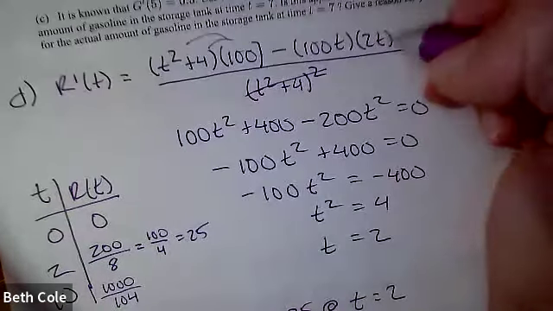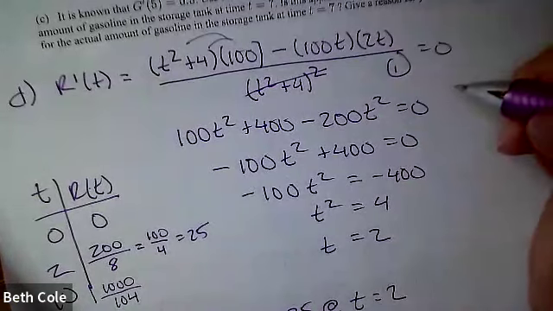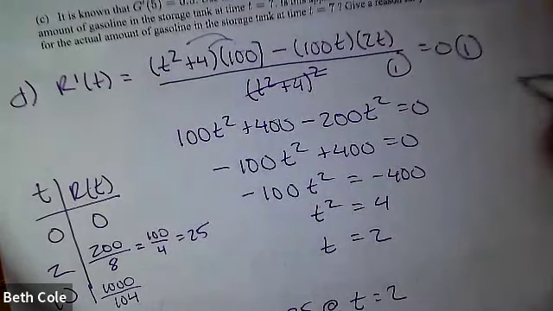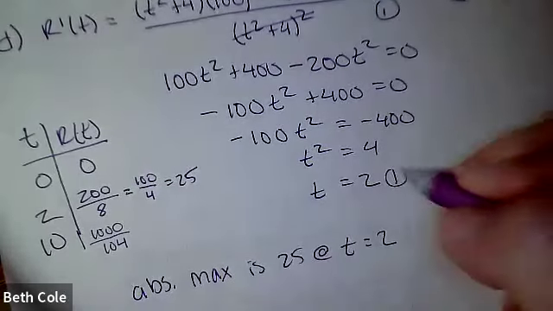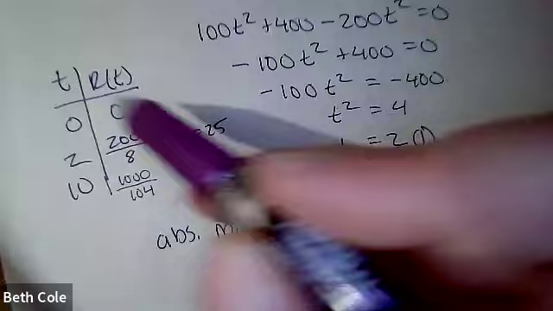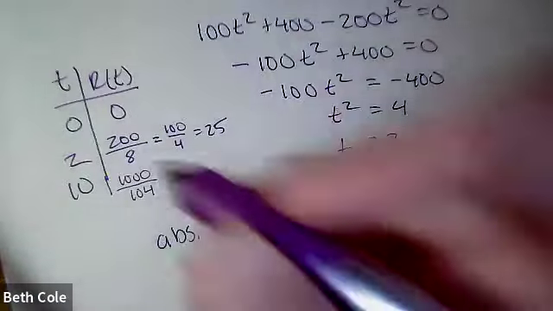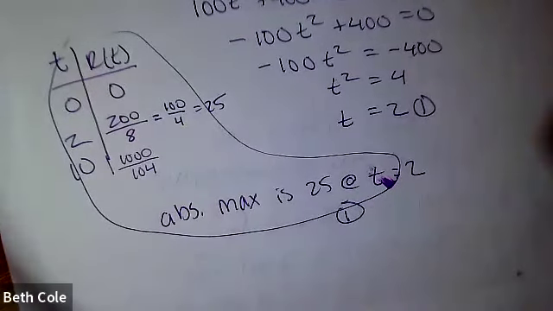It was a point for the quotient rule. It was a point for setting it equal to 0. So if you even did this first step, you got 2 out of the 4 points. It was a point for finding time 2, and then it was a point for doing the table and writing the answer. So like this part together was worth 1 point.